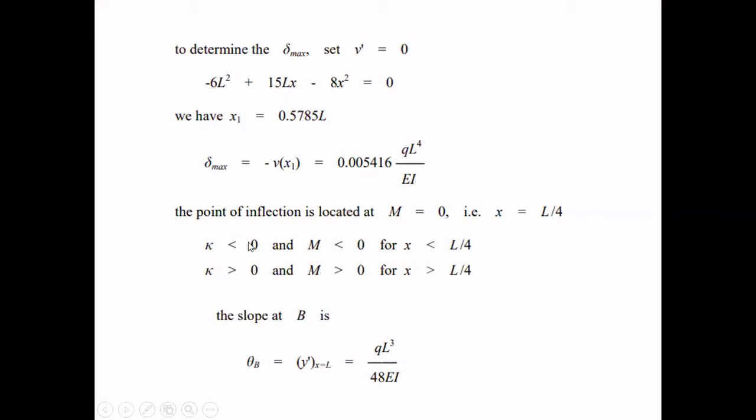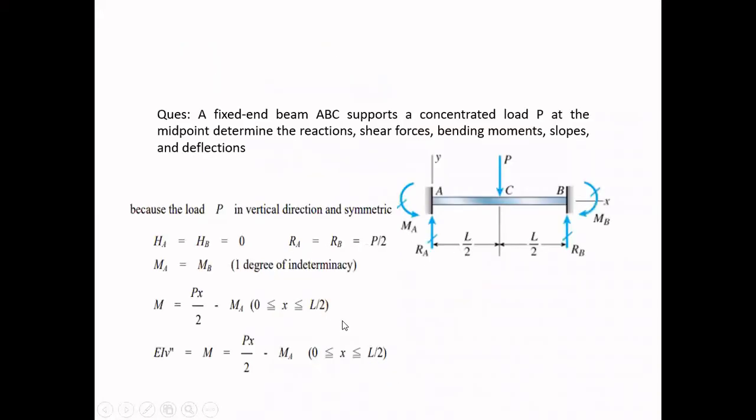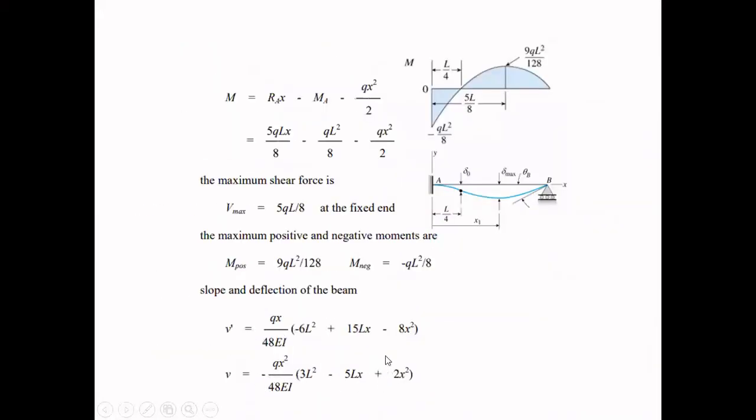Then again, for the variation point, when m is equal to 0, then x will be equal to L by 4. The slope over there will be theta b, and it will be y dash. At x equal to L, it will be QL upon 48 EI in this equation. So by using the two equations, at x equal to any point, for example x equal to 1, this equation will give the value of slope, and this equation will give the value of deflection. Similarly, for any value of x, we can simply calculate the deflection and slope using the two equations.